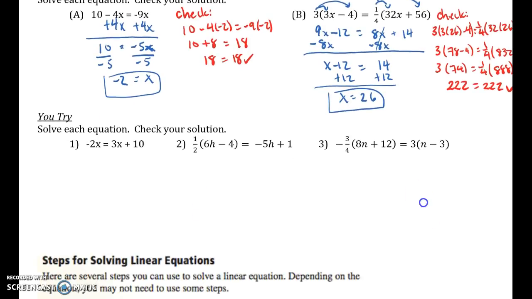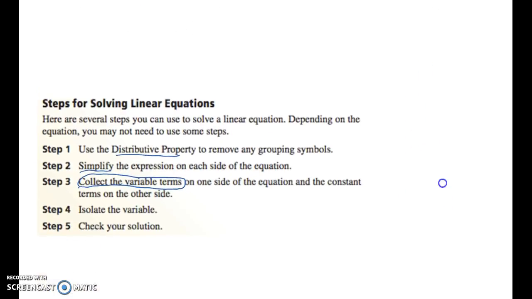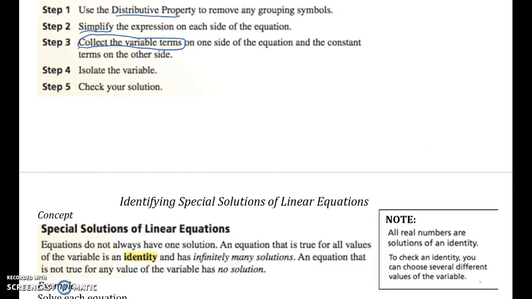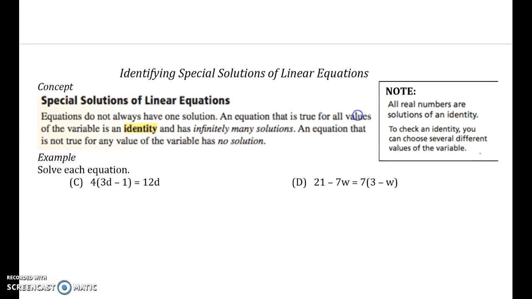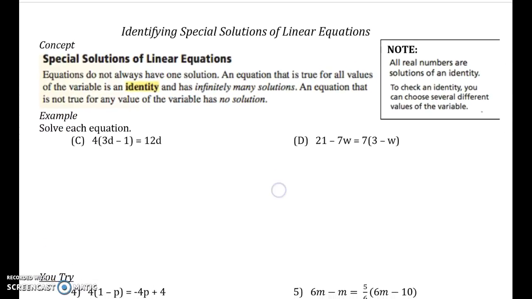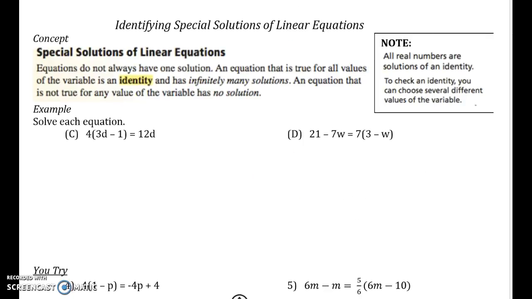All right. So the last thing we're going to do in today's video is go over what's called an identity and talk about when we have no solution. That's the other big vocabulary word here. So if you look at the note here, all real numbers are solutions to an identity. So what do we mean by all real numbers? We mean every single possible number in the real number system. So positives, negatives, square roots, fractions, they're all possible solutions to that one equation.